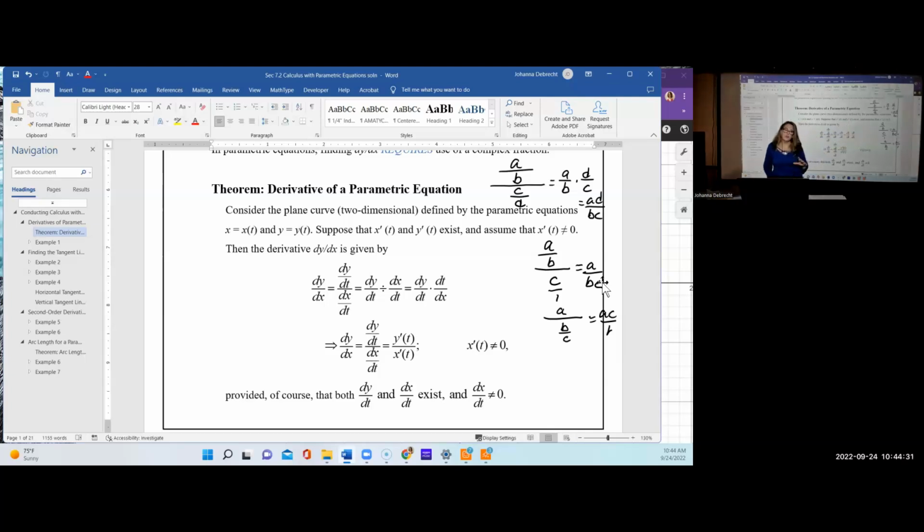And I'm going to assume that dx/dt is not 0, and you'll see why in just a second. Then the derivative dy/dx is given by an abusive notation. So what we're going to do is take this dy/dx, take the derivative of the numerator, which was the y, with respect to t, and then take the derivative of the denominator, the x, with respect to t as well. So I have dy/dt divided by dx/dt.